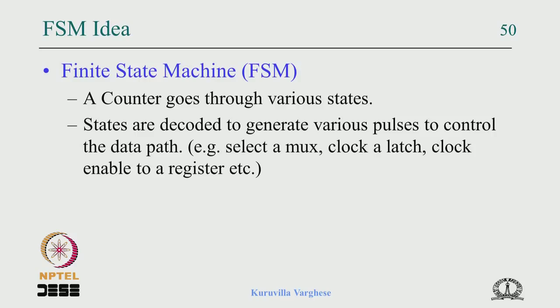Maybe this control signal will select a mux, give a clock signal to a latch, will enable clock to a register, increment a counter and so on, okay. That is what these output signals are used for. They do the sequencing operation of the data path, like, as I said, enabling something in the register, incrementing a counter, selecting a multiplexer path and so on. Of course, these are the important things we do with the sequencing pulses, okay.